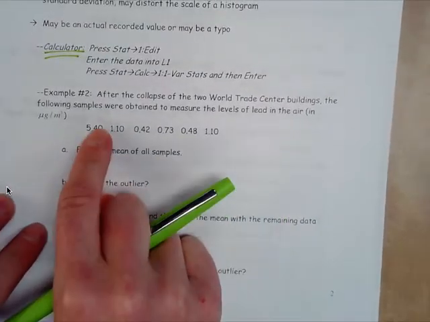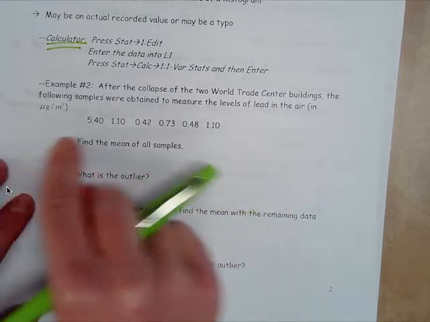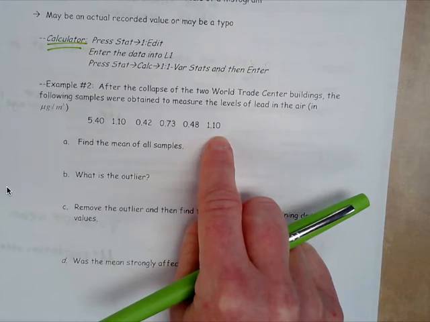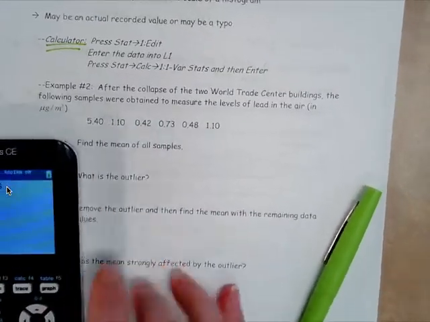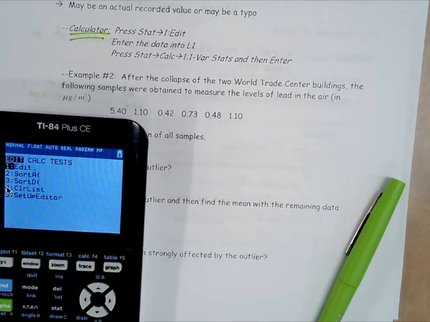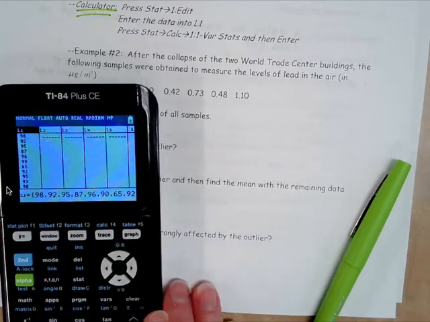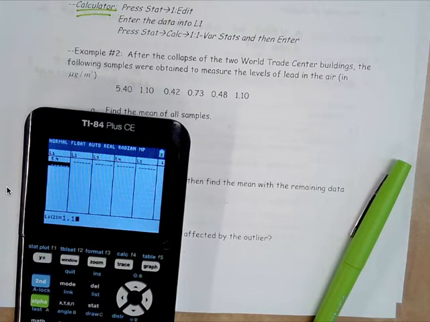All right, so let's go ahead and do this next one. We can use L1 to find the mean. I'm not going to make you do it both ways. You know how to do it by adding them up, dividing. Now we're going to use our stat. So example 2. This is after the collapse of the two World Trade Center buildings. The following samples were obtained to measure the levels of lead in the air. So edit, go up to L1, clear it. And now put your numbers in.